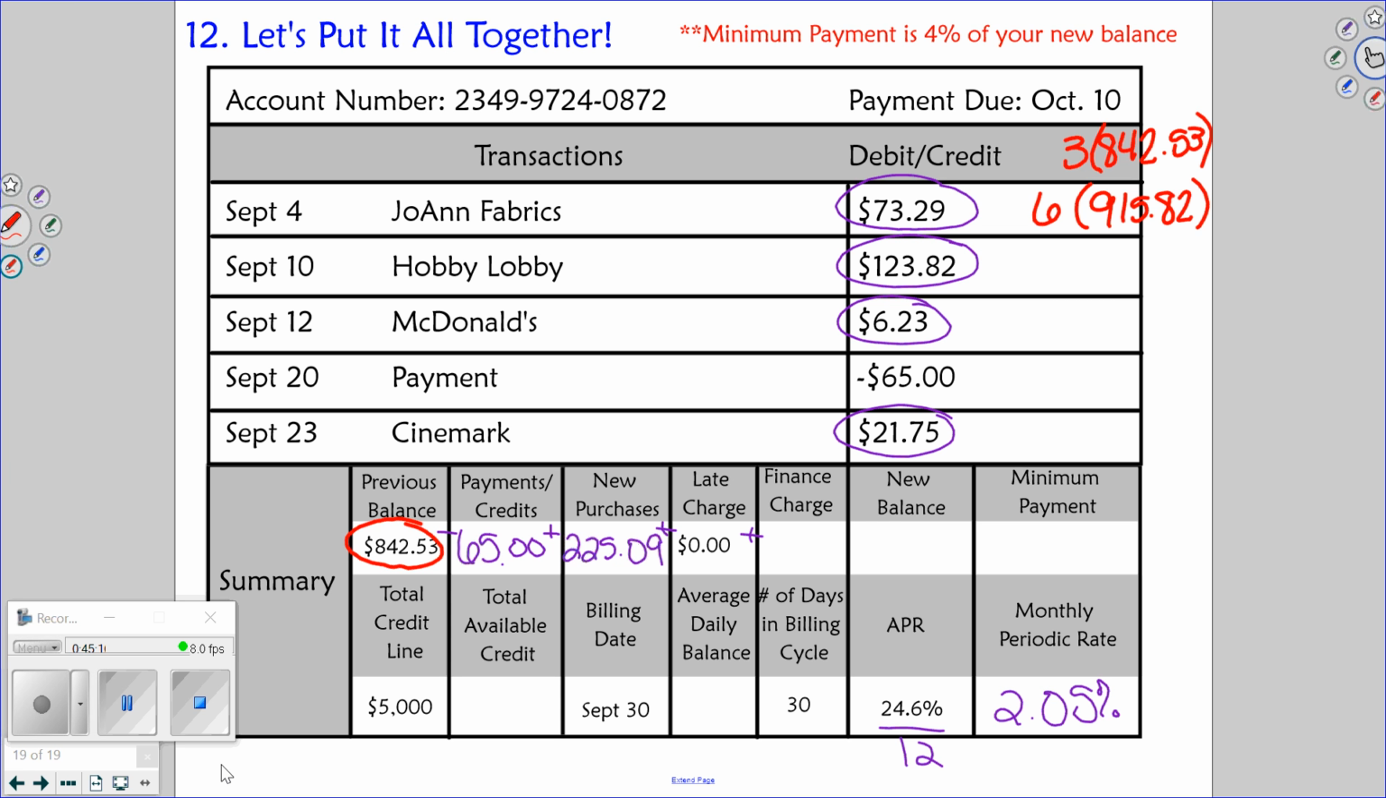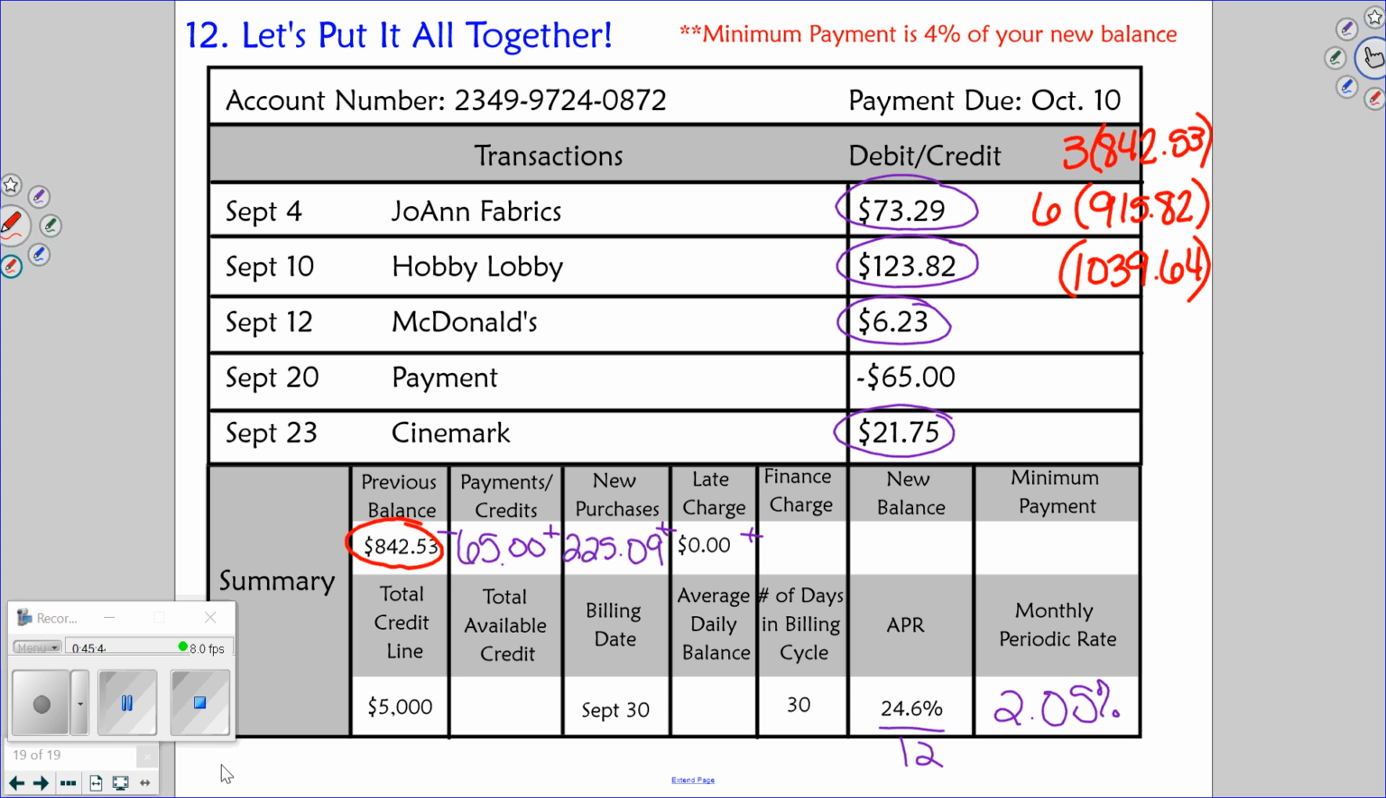And then on the 10th, I made another purchase. Can you tell I was doing a lot of crafting when I typed this up? Went to Joann Fabrics, went to Hobby Lobby. Sorry, I had actually been there the day I made this.